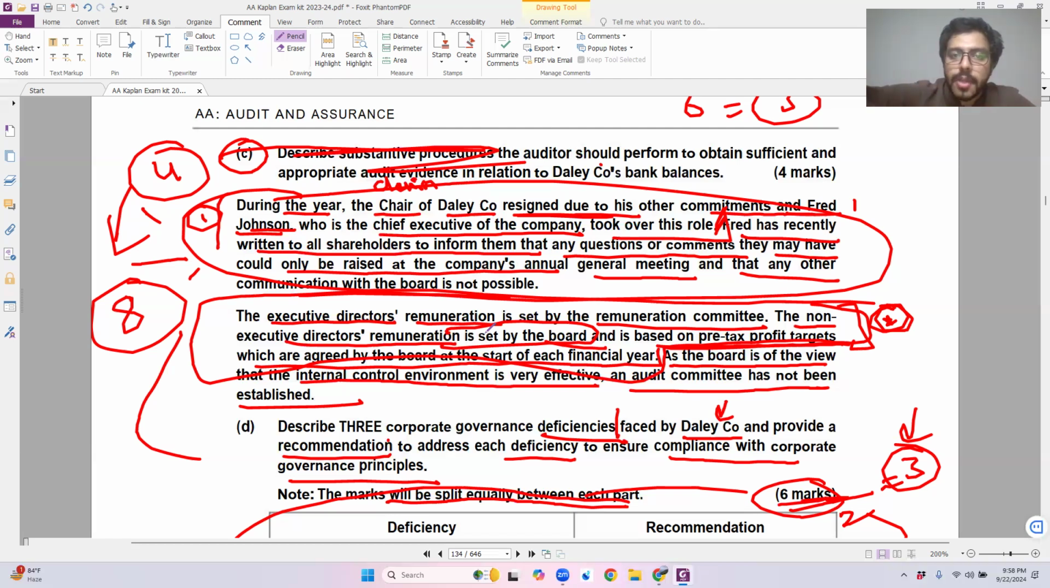Now let me start from the beginning, the deficiency portion. First of all, I'm going to write down what is wrong in my own words. I think it is explanatory.